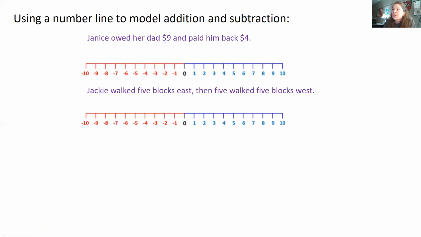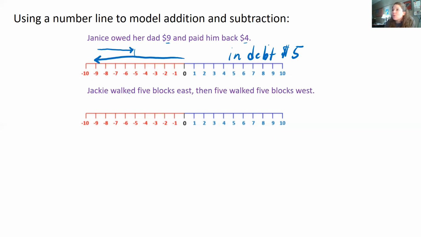All right, so you're going to look at using a number to model addition and subtraction. So the first number tells you where you're starting, and then the second number tells you what to do from there. So if we started at 0 and Janice owes her dad $9, well, if you owe someone $9, you're $9 in debt. So Janice owes her dad $9 and then she pays him back $4. So what does that tell you? It tells us that Janice is still in debt $5. She owed her dad $9 and paid him $4. She still owes him $5.